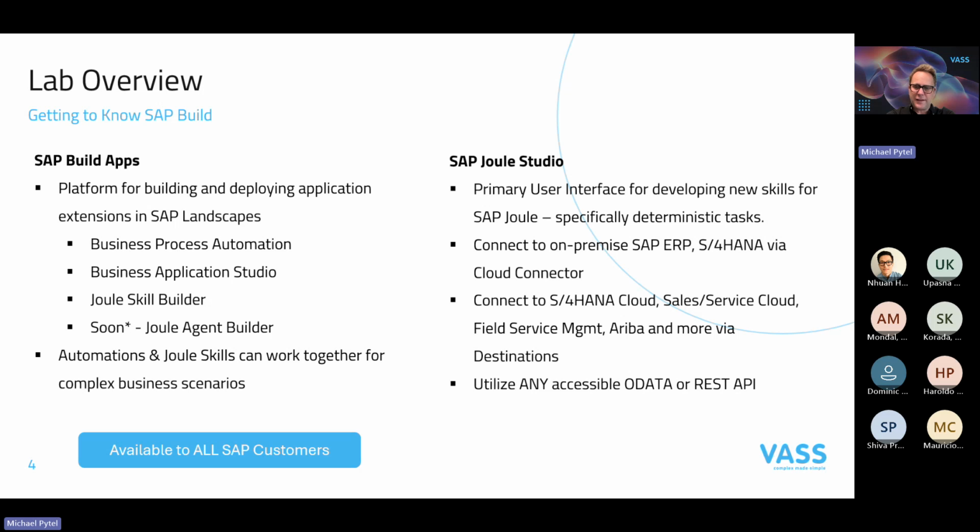So a Joule skill has a deterministic task, like asking for the status of a sales order, or show me open invoices for a specific customer. Obviously, that has a clear start and a clear end, and a single API to use, right? So that's a deterministic task. Joule Agent Builder will allow us to build non-deterministic agents, and that is expected to be released this quarter.